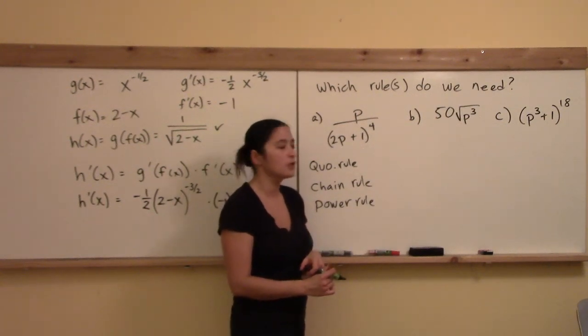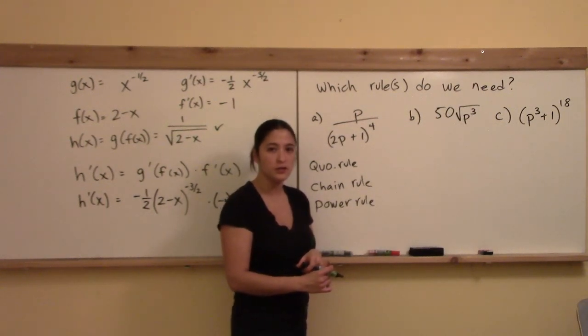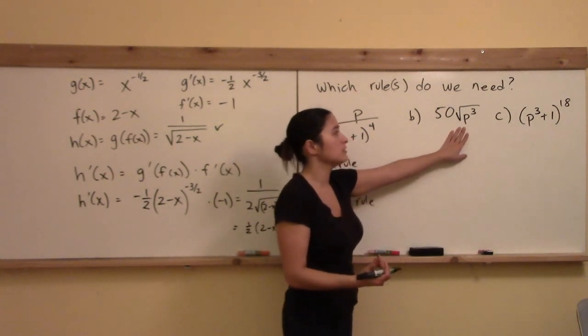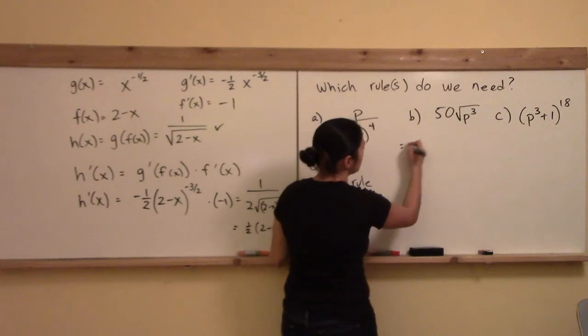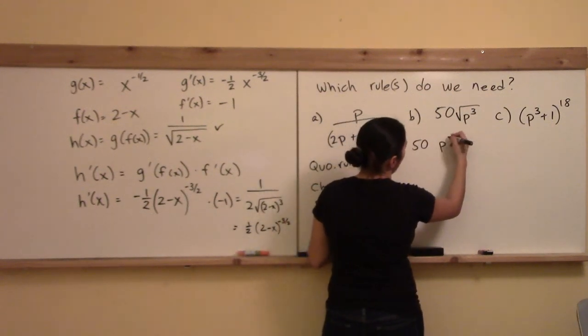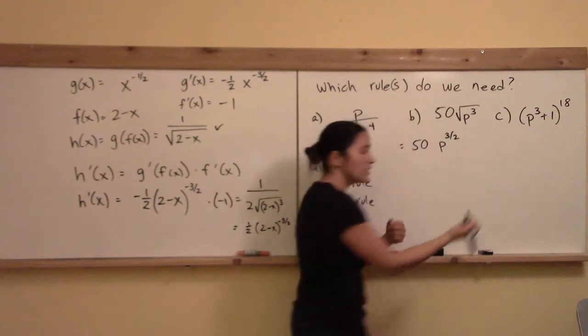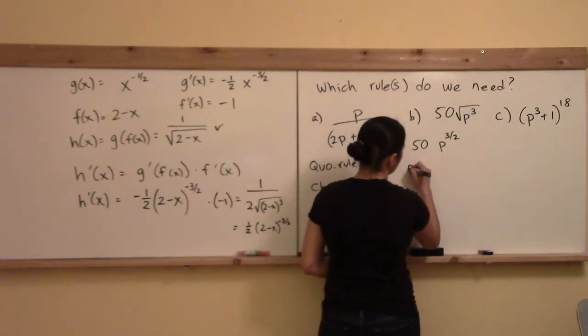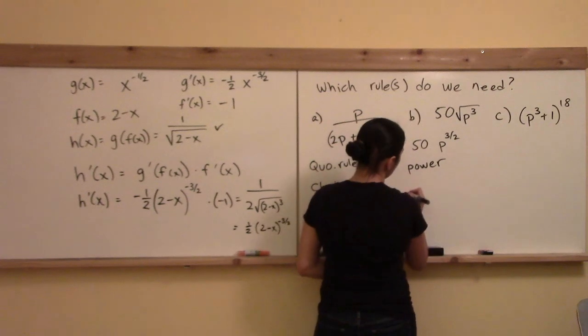Quotient rule? Not a quotient. Product rule? It is a product, but it's a product of 50 times the square root of p to the third, so it's actually really just a constant multiple of p to the what? To the 3/2. Right? So actually we don't even need the product rule. All we need is just the power rule. And this is going to be our easiest one.